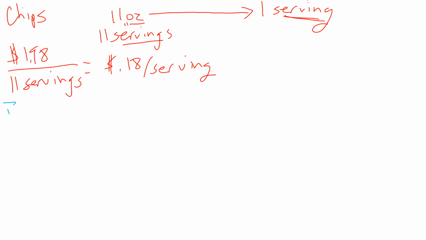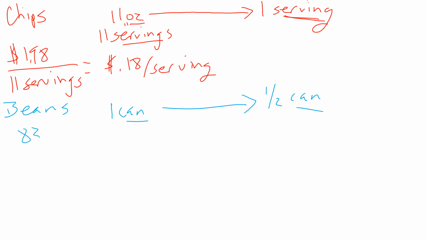For the beans, we did, let's see, it was 1 can as purchased, and our serving size was half of a can because we split that can into two. So our units do match. We do 83 cents divided by 2, and of course that's going to give me 0.415, which I'm going to round up to 42 cents. Okay.